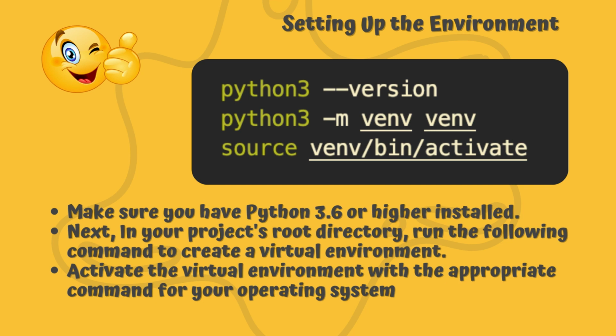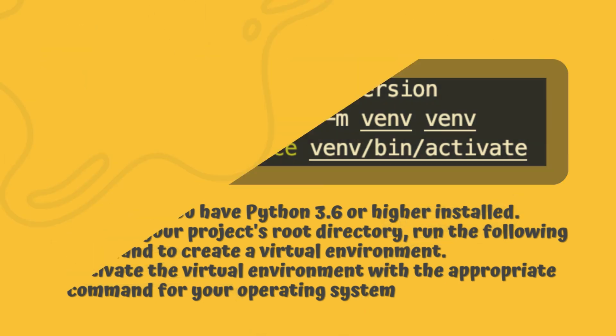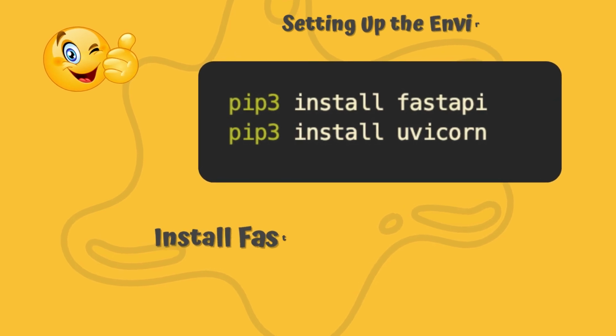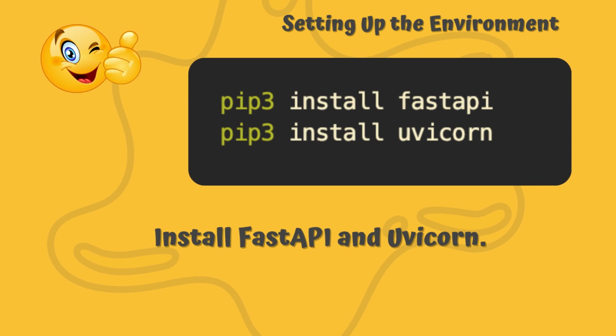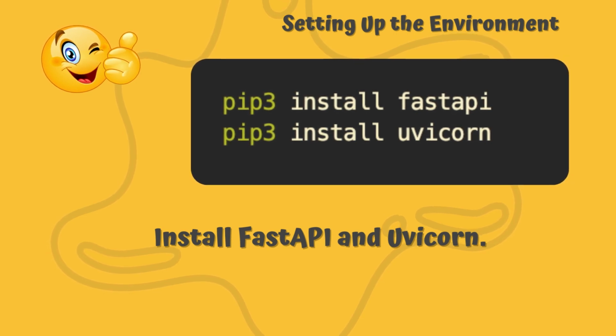To create a virtual environment, navigate to your project's root directory and run this command. Finally, install FastAPI and Uvicorn using the following commands. Now, depending on your system and the way Python is installed, you might have to use python3 instead of python and pip3 instead of pip for the following commands. It's a good practice to be aware of the Python and pip versions you are using to avoid any conflicts.